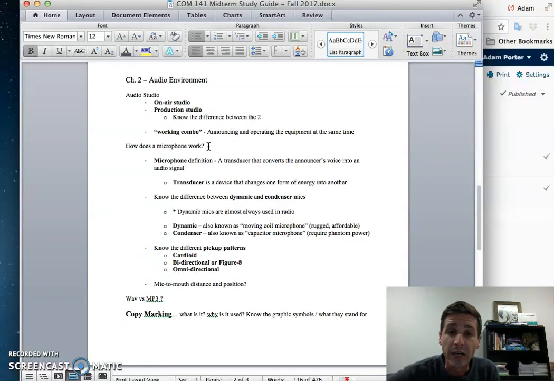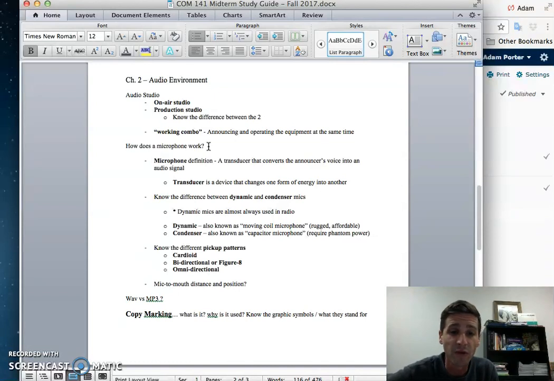Know the term working combo and what it means. I've got the definition right there on your study guide for you. It means announcing or being an announcer, DJ, and also operating the equipment at the same time. So you're essentially the announcer and the engineer. That is what working combo means, and it is a very common occurrence in small and medium market radio.